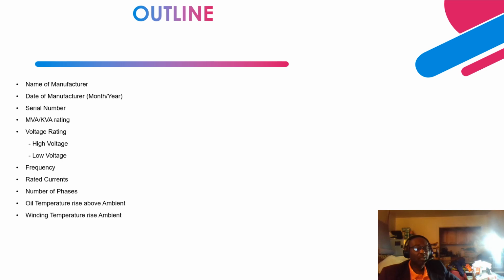Next is oil temperature rise above ambient. In designing power transformers, an average ambient temperature is chosen, and typically it's about 30 degrees Celsius. That is the average ambient temperature that is used in designing all transformers.